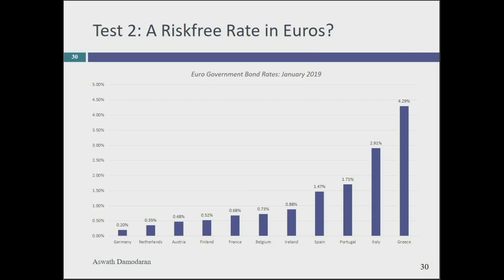Anybody planning to value a company in euros? What are you doing? Sanofi. Okay, so let's stay with that. So you want a risk-free rate in euros. What do you need? A government bond rate, right? Let me go find some government bonds. These were at the start of 2019. 10-year government bonds all denominated in euros. We have a problem. They're all government bonds, but they range from 0.2% to 4.29%.